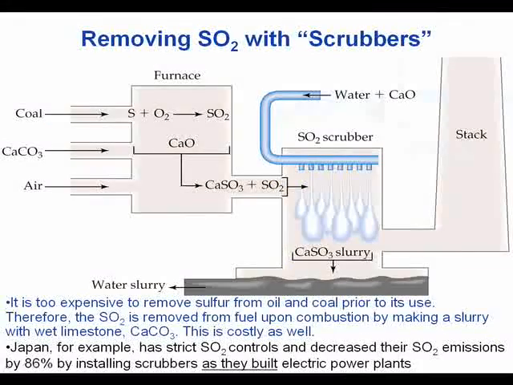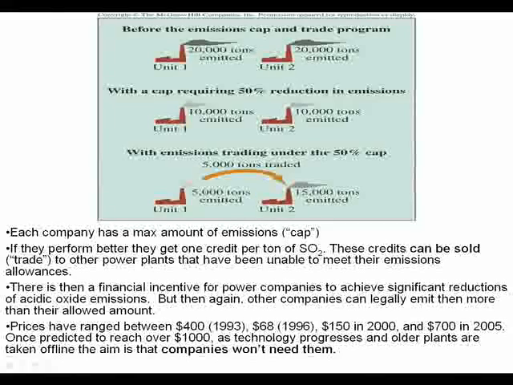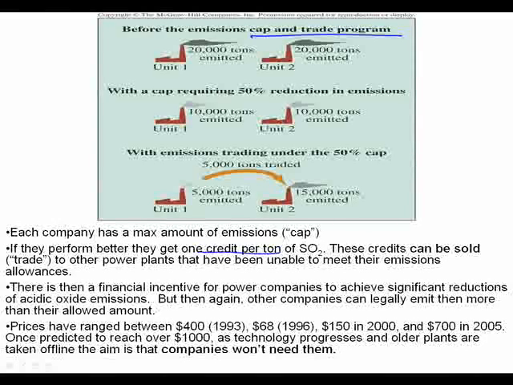All right, here's a picture of a scrubber. It is an interesting piece of equipment. A lot of them have this, and in Japan, 86% have them. This is the cap and trade. In the cap and trade program, each company can have a max amount of emissions set forth by the EPA. If they perform better, they get a credit per ton. These credits can be sold, traded to other power plants that have been able to meet their emissions allowances. It's kind of cool because there's a financial incentive then for power companies to achieve these reductions.